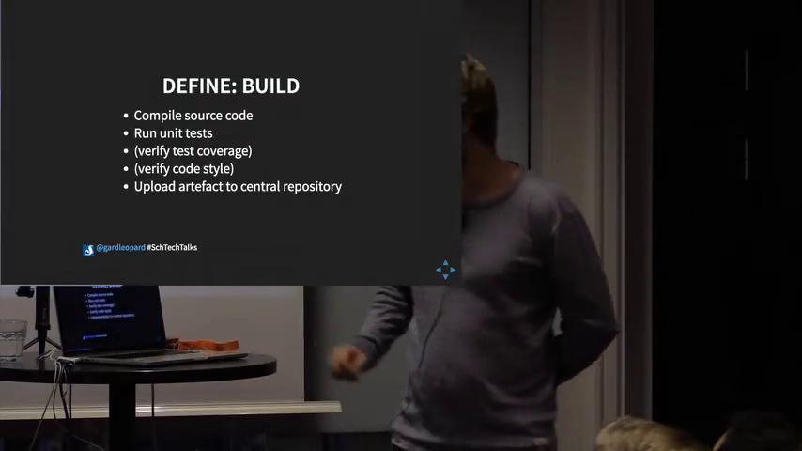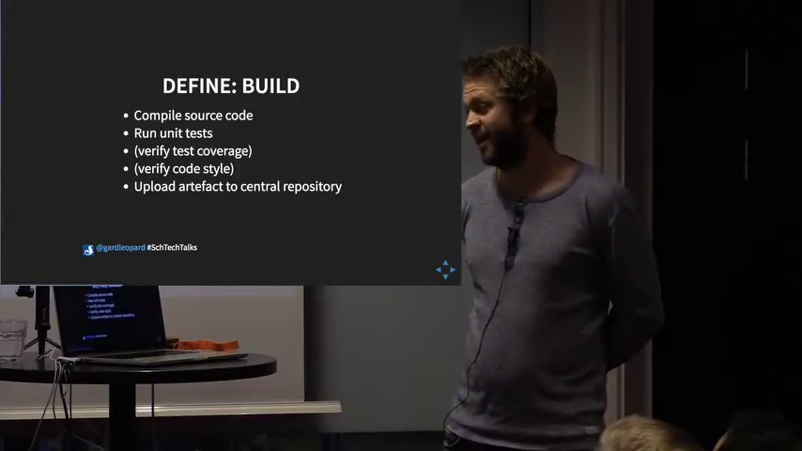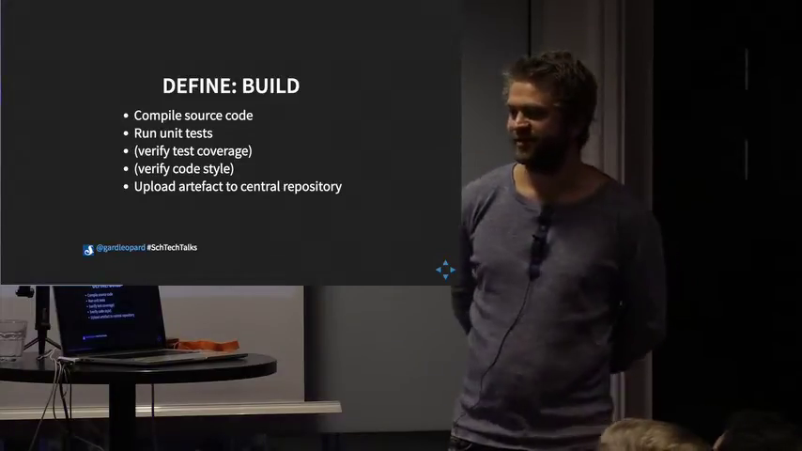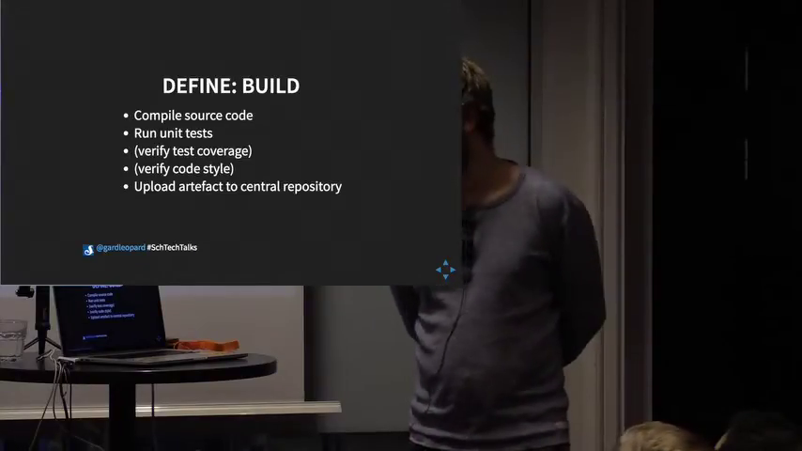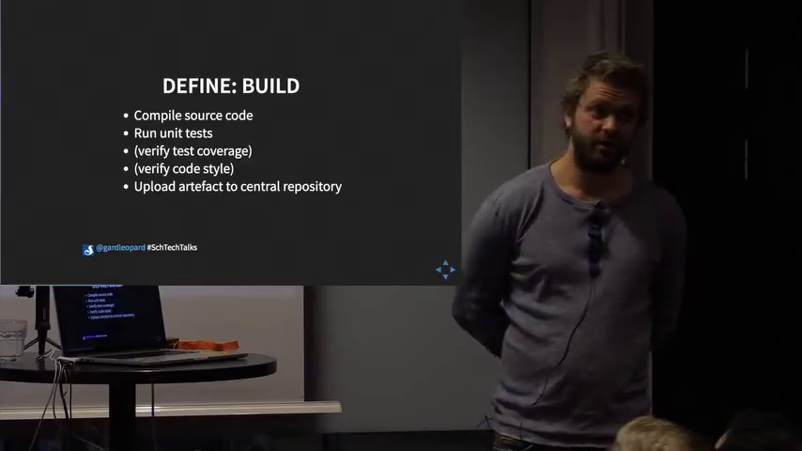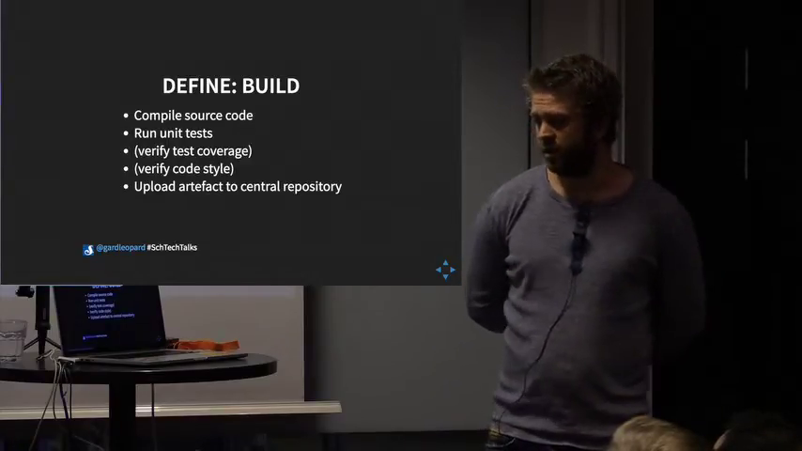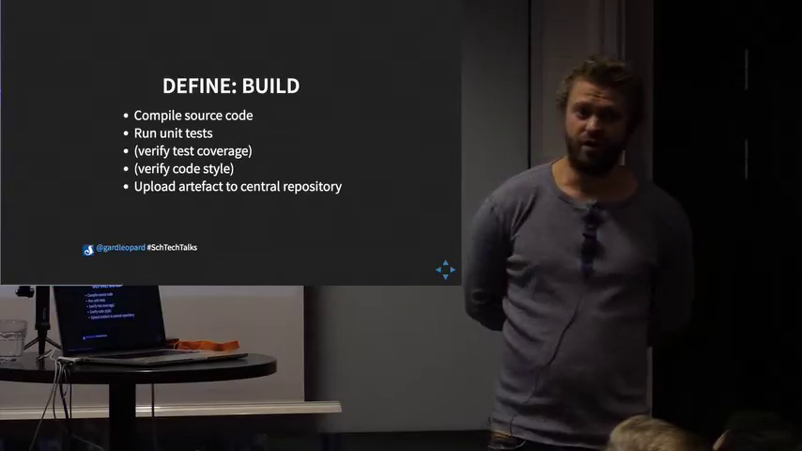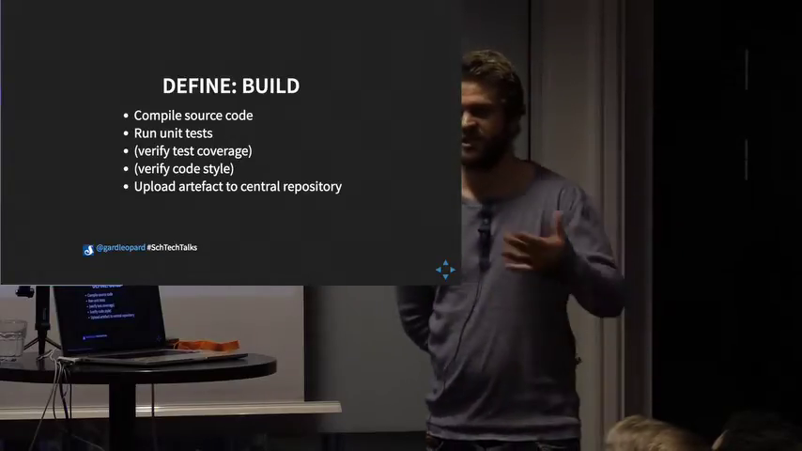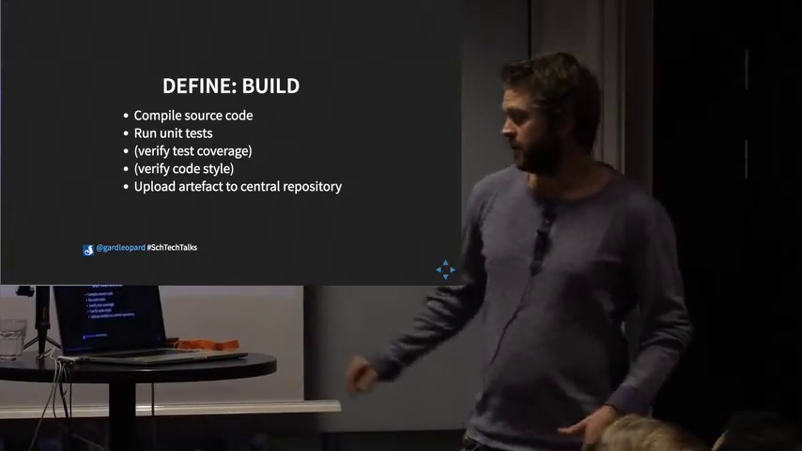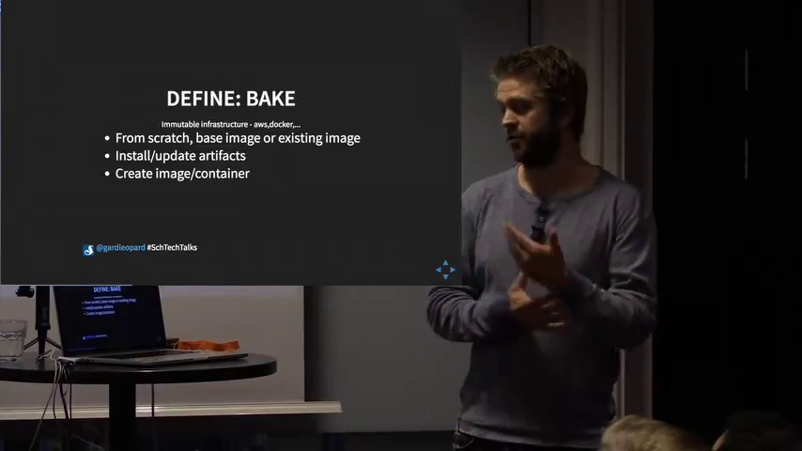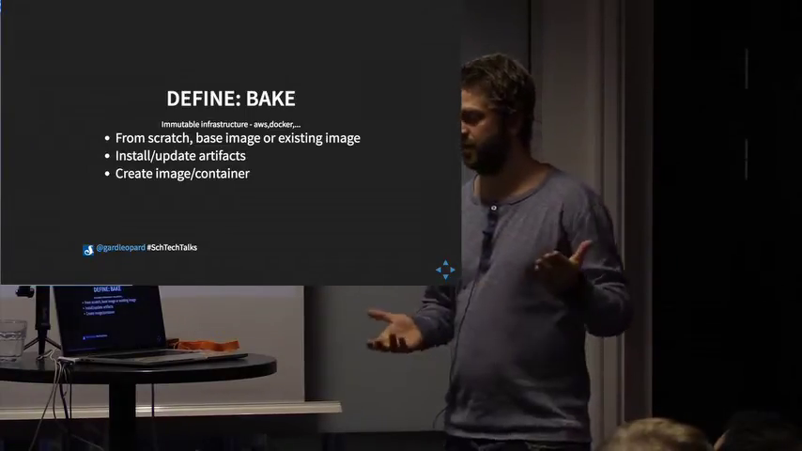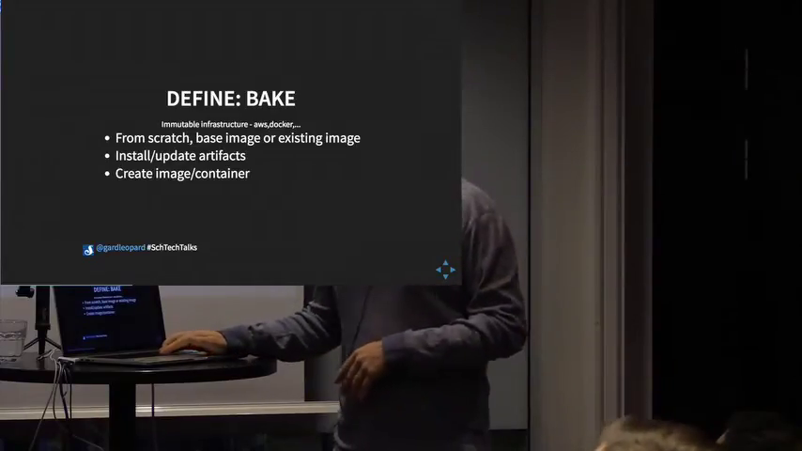A build, that's for some languages, there's no compile step, but most languages you need to compile. Then you run unit tests to test that your code works okay. And then you can verify test coverage or verify the code styles. And then the important part is to upload the artifact to a central repository so that you can fetch it whenever you want. A bake, this is to create the Docker container or AMI or cloud image.